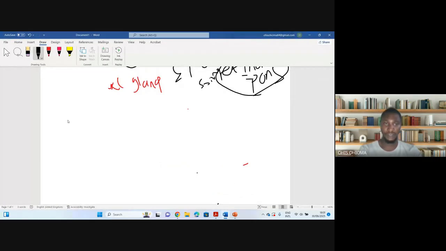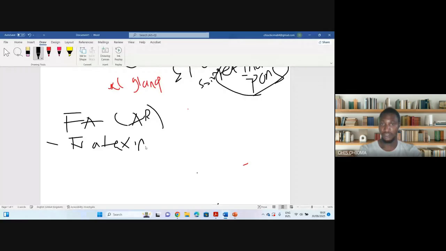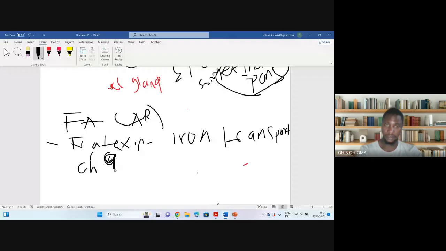Friedreich's ataxia, right? First of all, it is autosomal recessive. That's the first thing you need to know. There's a gene known as the frataxin gene that is responsible for iron transport. This is located on chromosome 9, and it's a trinucleotide repeat.